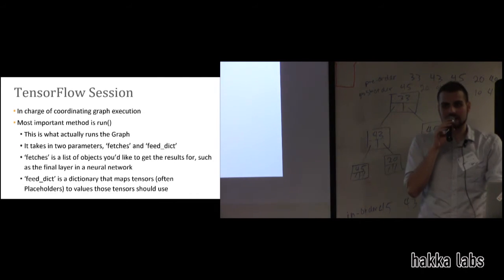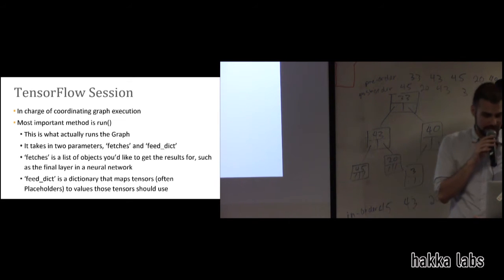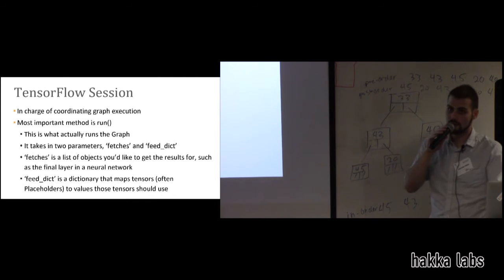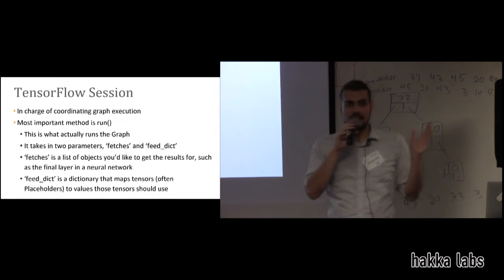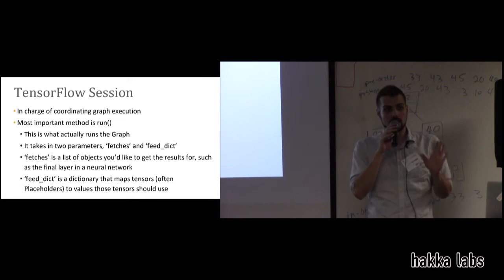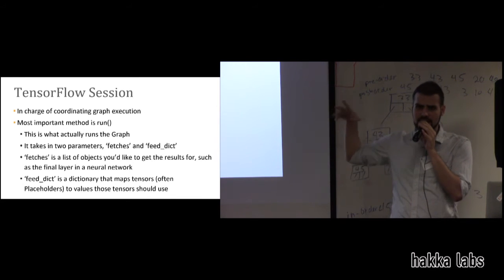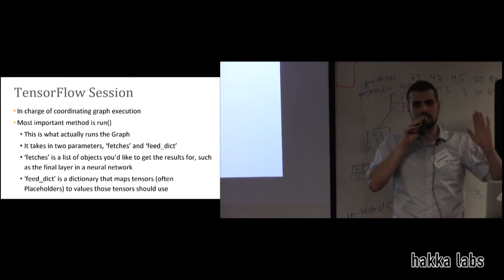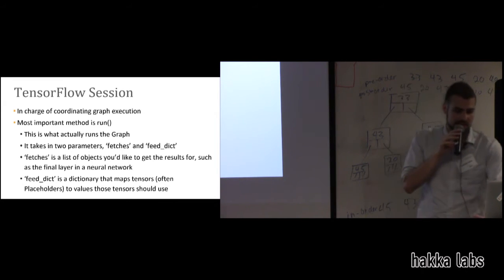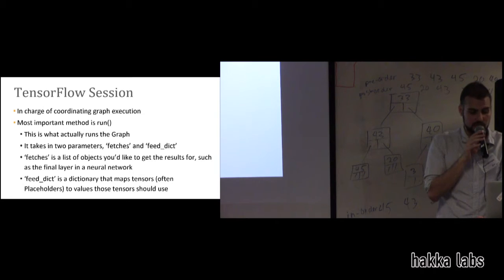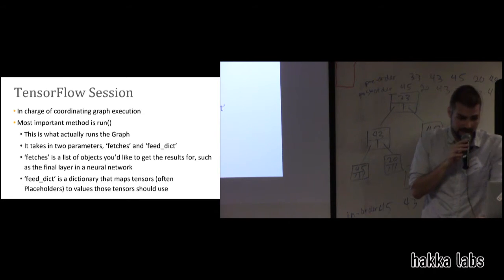Okay, now let's talk about actually running a session. The session is in charge of coordinating your graph. TensorFlow, by default, has one graph, and it's just hanging out in the background. As you are coding and adding in more and more nodes, it's keeping track of what's going where, who's outputting to what, and what dependencies are involved. And the session is the master of that. The most important method, as we saw before, is the run method. It's what actually will run the graph and get you what you want. So it takes in two parameters.